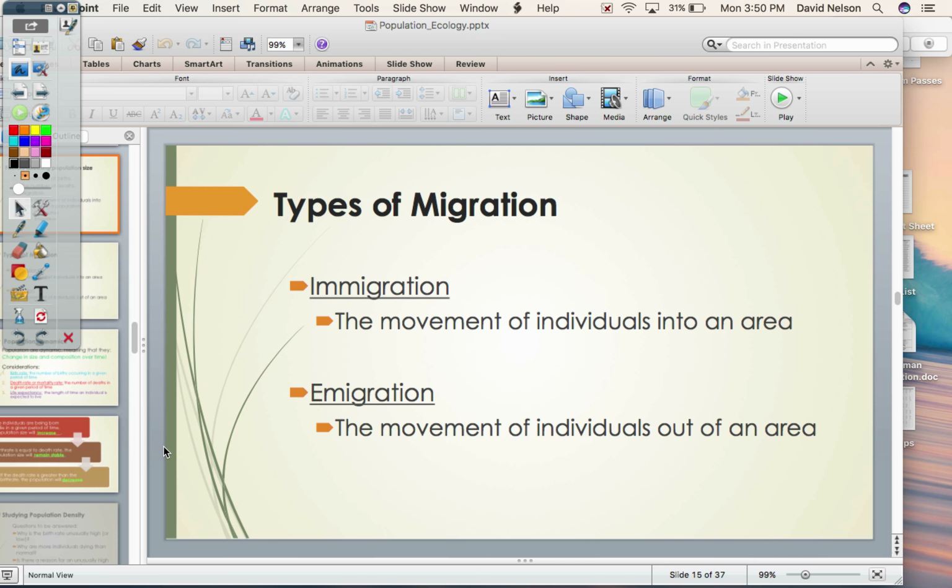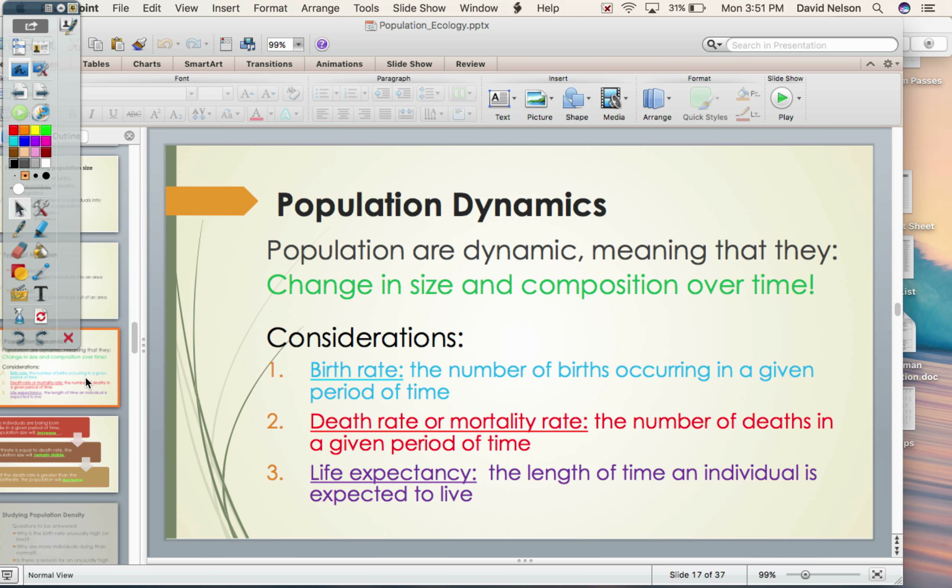So what's the difference? In immigration, we have individuals coming into an area. That's immigration. So we have people coming to the United States or immigrating to the United States. And we also have emigration, where we have individuals leaving an area. So these have to happen simultaneously. Every time we have somebody coming to a new area, they have to be leaving a different area. So immigration and emigration always happen as a pair. But emigration would be somebody, for example, leaving the United States. They're going to a different area.